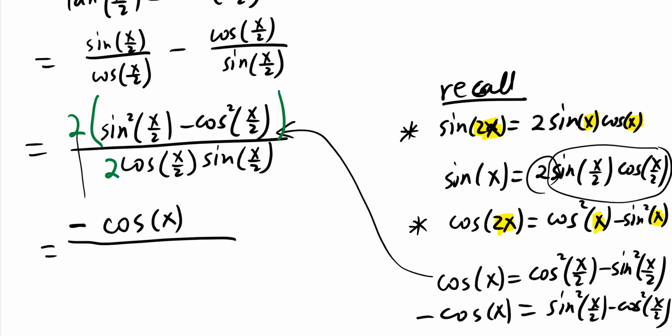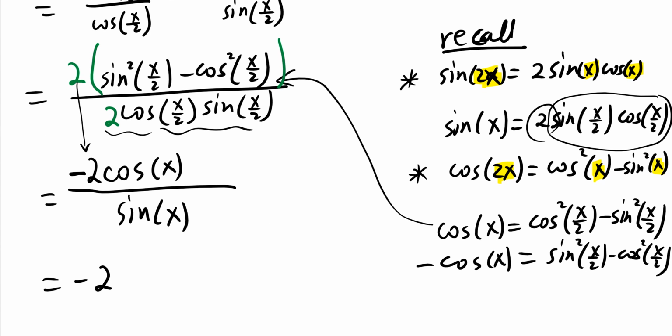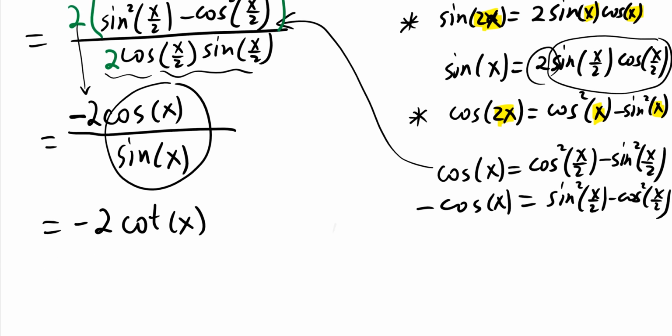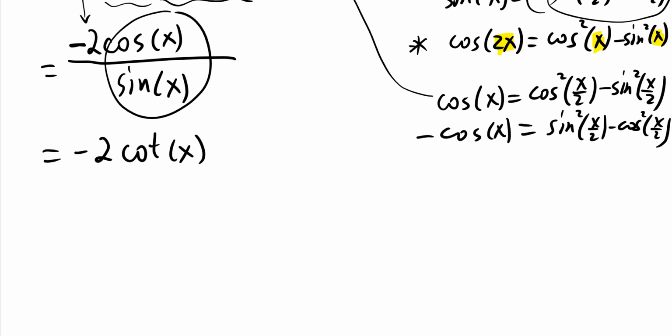So that 2 will stay here. And this denominator down there can be replaced with sine x. So let's keep the negative 2 down. Cosine x over sine x, it's cotangent x. And that's what the question is asking us to do. It's a lot of work, but when you do it and redo it again, it becomes easier for you.